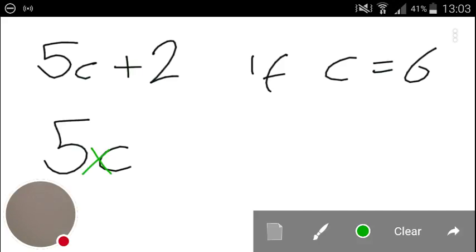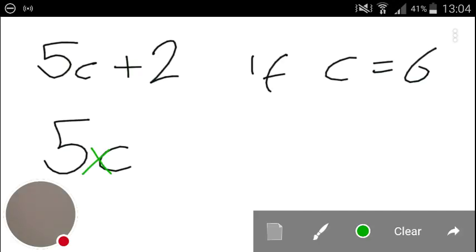Now the reason we don't use the times symbol in algebra is because times looks too much like x. With times looking too much like x, which as you'll know is the most commonly used letter in algebra, we can't use it because it could get confusing. And depending on the format and the font that you use, that's why we don't use the times symbol.